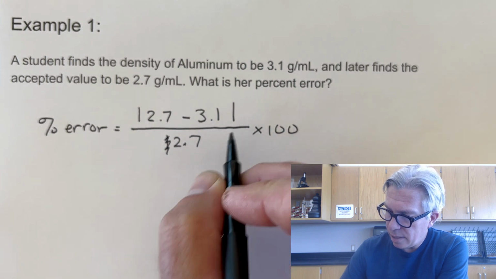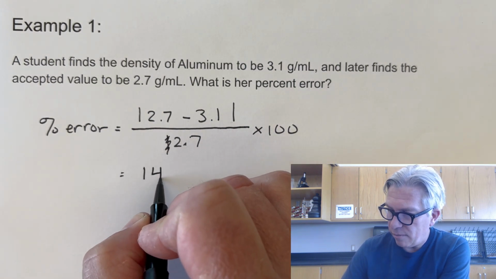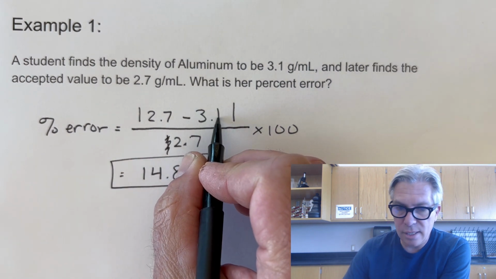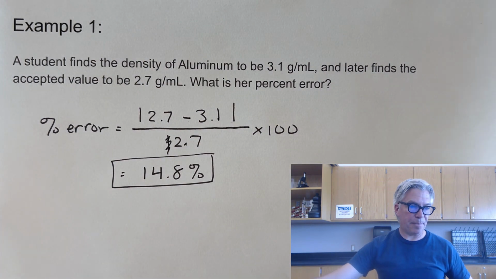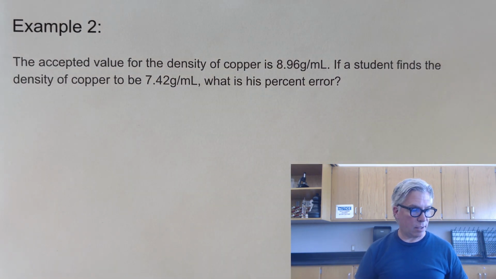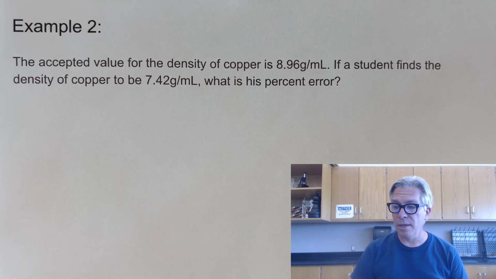And if you tap your calculator, you're going to get a negative 14.8, or drop the negative and you get 14.8%. So this number is 14.8% off of the original accepted value. And our last pause the video moment for the day. Take a moment, pause the video, and see if you can find the percent error for this example. The density of copper is 8.96. If a student finds the density of copper to be 7.42, what's the percent error?